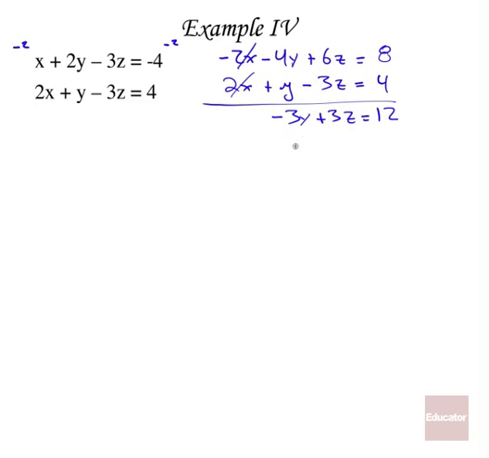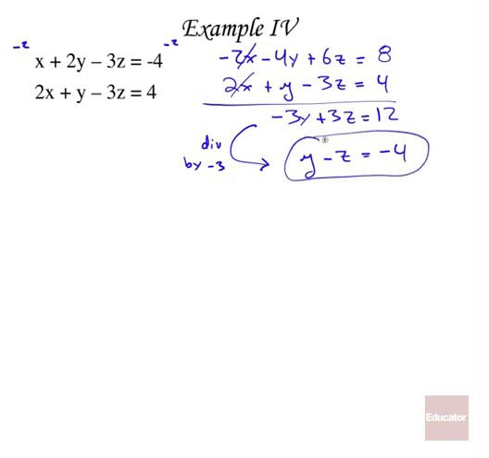Let me actually do a little arrow. So divide by minus 3, this becomes a y, this becomes a minus z, and 12 divided by minus 3 becomes minus 4. Is that correct? Yes. So now we have this equation, y minus z equals 4. That's as far as we go.